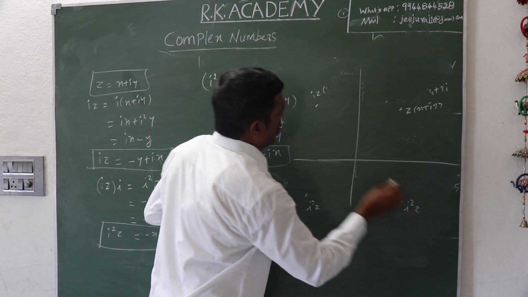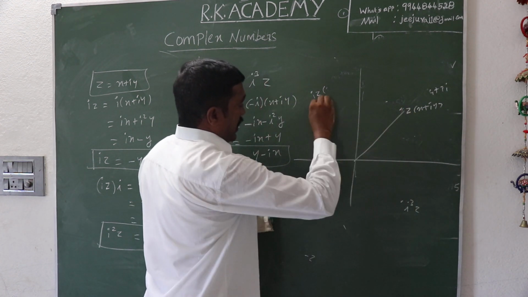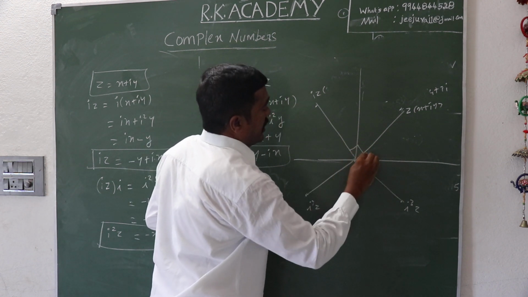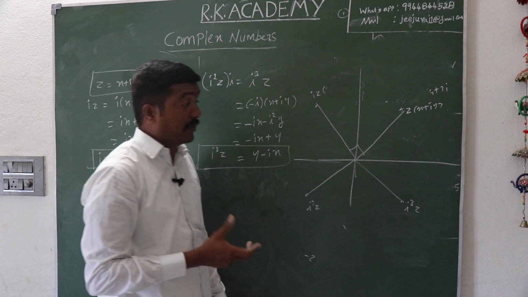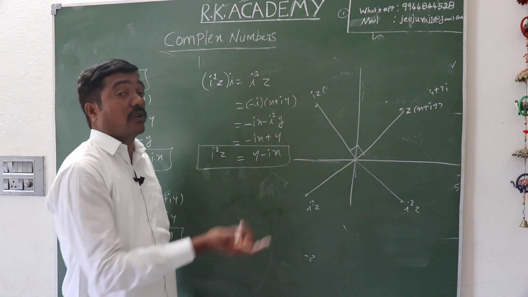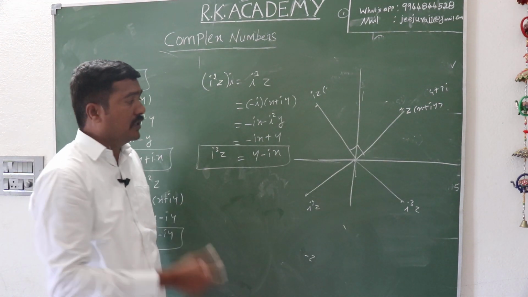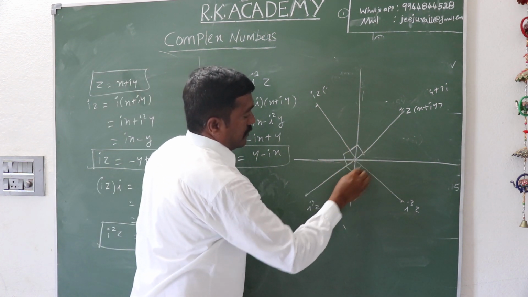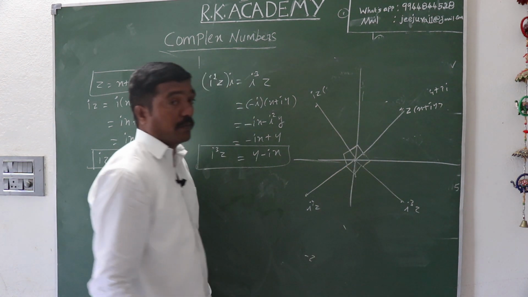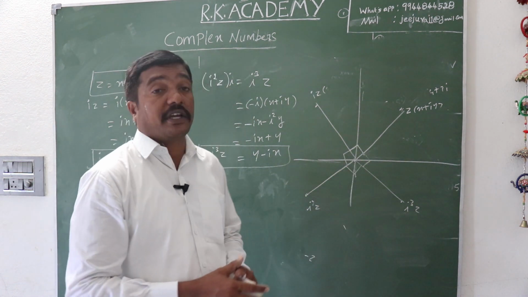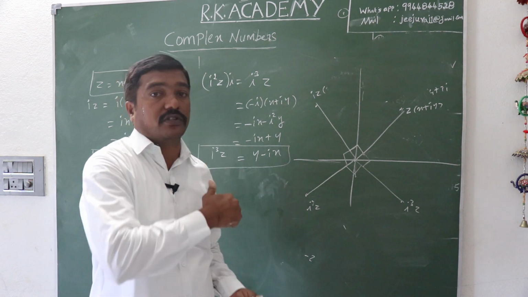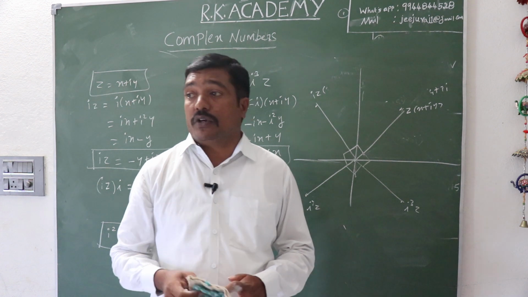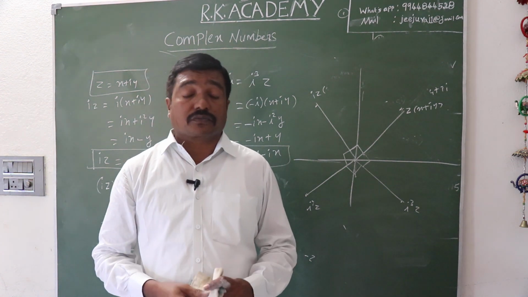i cube z. So now listen, there is an angle made by 90 degrees for each one multiplied by i. It's in the anti-clockwise direction from the origin. So there is a 90 degree angle. Just multiply by i any complex number, it will make a 90 degree angle in the anti-clockwise direction. Okay, now we are going to see the next one.